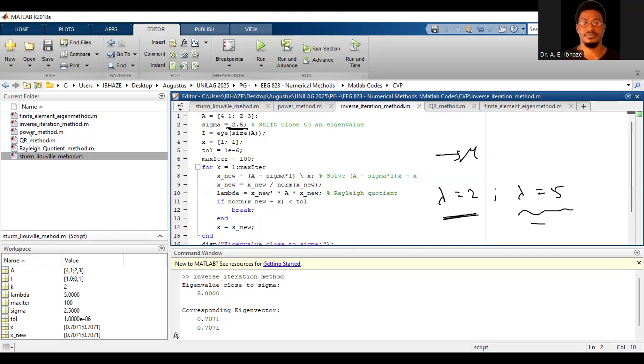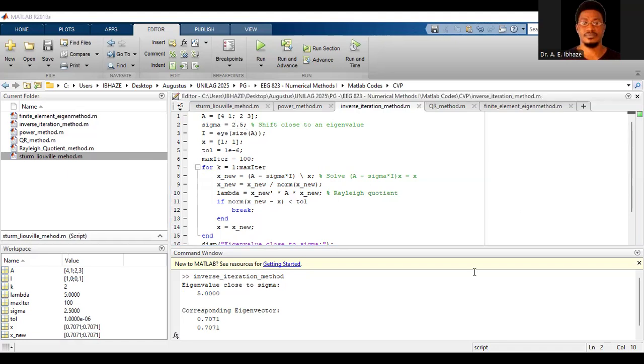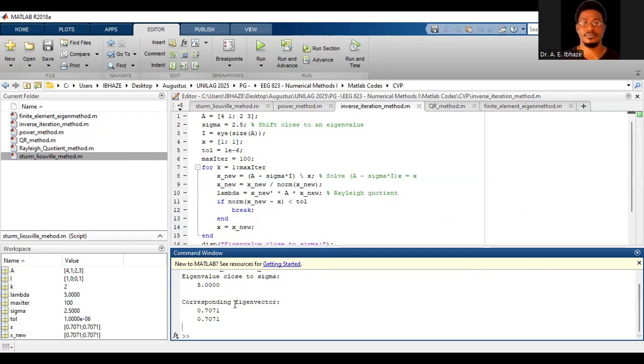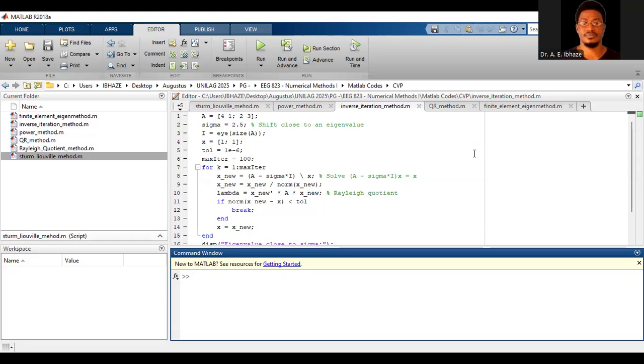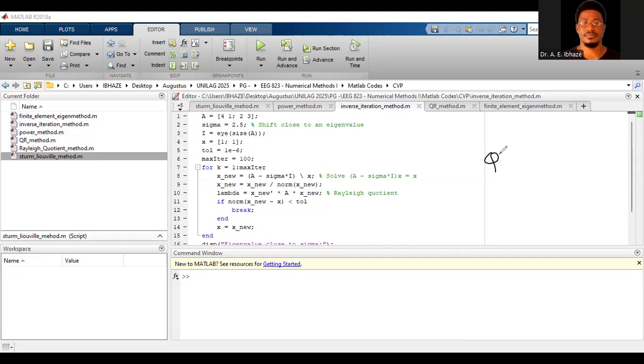And then we also have the QR method. Okay, let us clear this. Now we know that the QR method is such that it iteratively decomposes the matrix into the product of the orthogonal matrix Q and the upper triangular matrix R. Okay, so that's what this literally does.